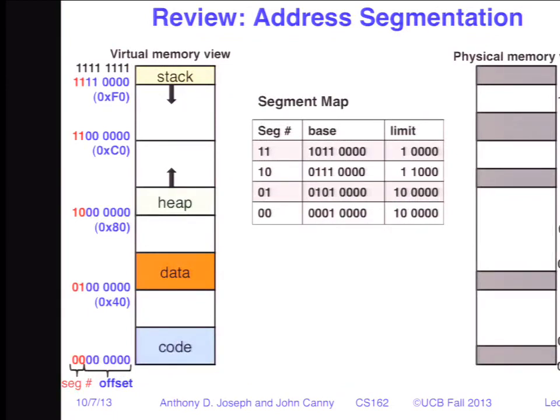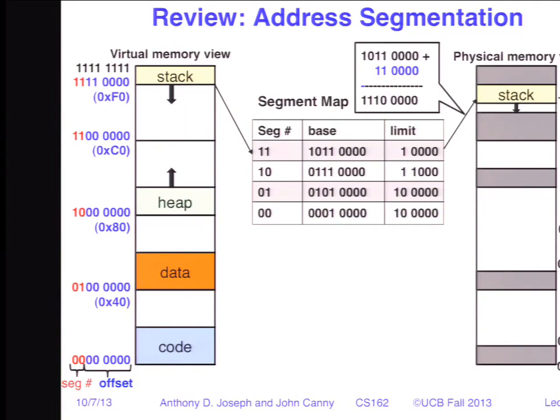Okay, so let's start with segments. Here we have our virtual memory view, so this is what a process sees. And here we have a segment map that maps us from this virtual view to physical memory. The stack here is segment 1, and so that's mapped to a base of 1, 0, 1, 1, and then quadruple 0 with a limit of 1 quadruple 0. And so that maps us to this physical location.